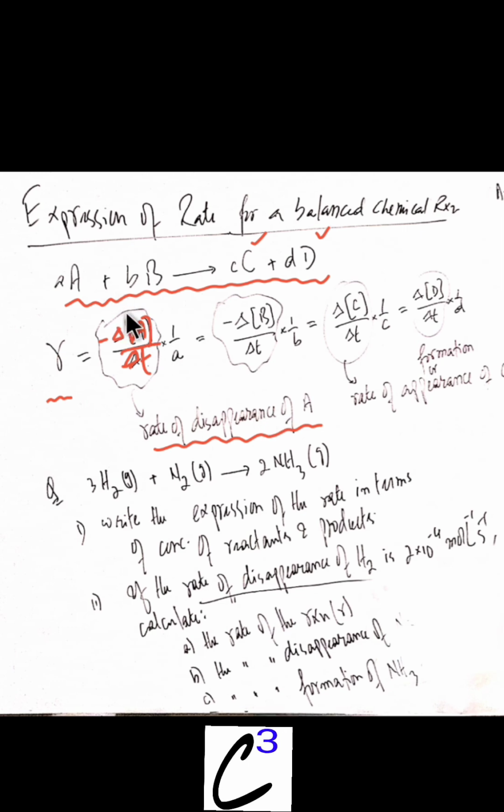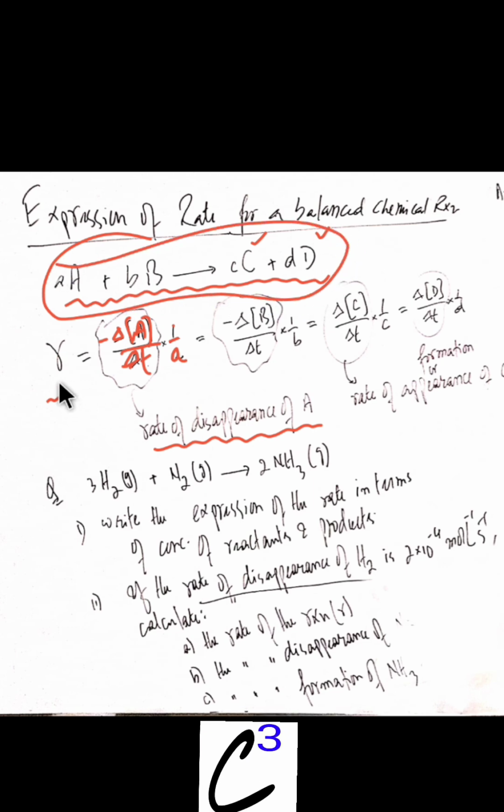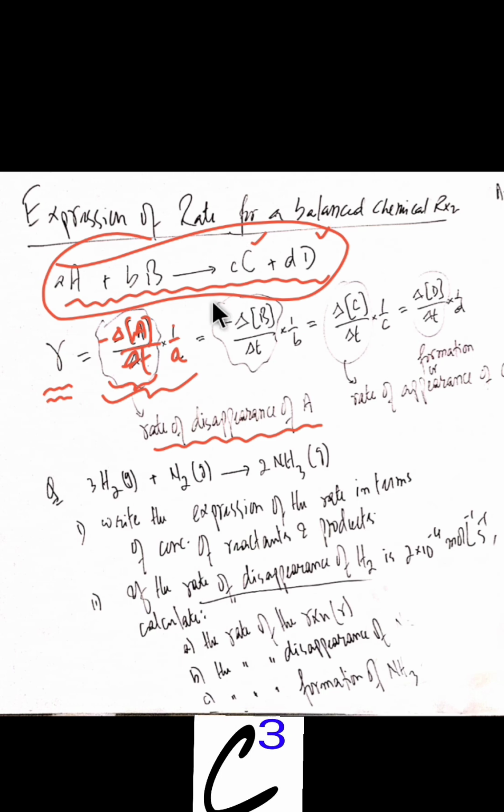Okay, and if we divide this rate of disappearance of A by its stoichiometric coefficient a, then we will obtain the rate of this particular reaction. Rate of this particular reaction is represented by small r, and this term represents rate of disappearance of the reactant A, and if it is divided by its stoichiometric coefficient a, then this whole term will be equal to the rate of this particular reaction.